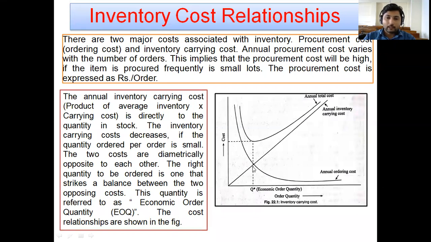costs are combined and form one another cost, that is nothing but annual total cost. One is annual inventory carrying cost and the second one is annual ordering cost. The addition of these two costs will be considered as the annual total cost which is associated with the inventory. Now this line, or this cup shaped graph, will represent the annual total cost.